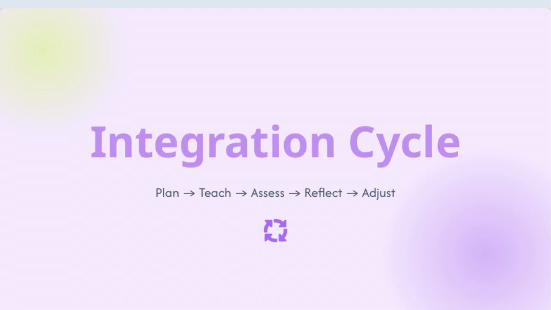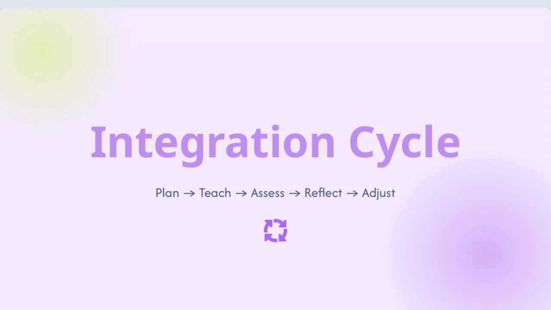All right, let's take a closer look at this cycle. Plan, teach, assess, reflect, and adjust. This is essentially the core of an effective instructional process. First, we start with planning, where we set clear goals and outline our strategies. Then we move on to teaching, where we deliver the content and engage students.